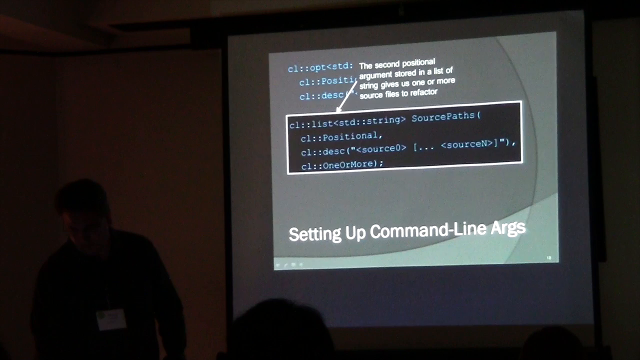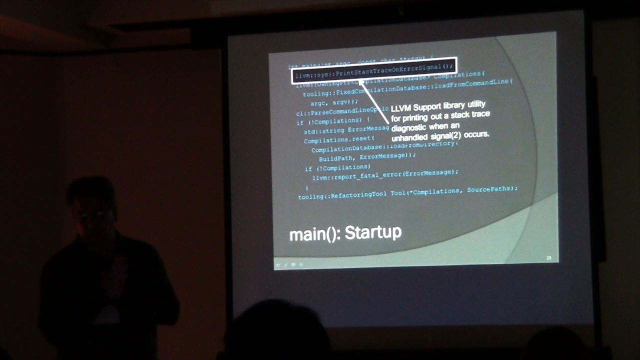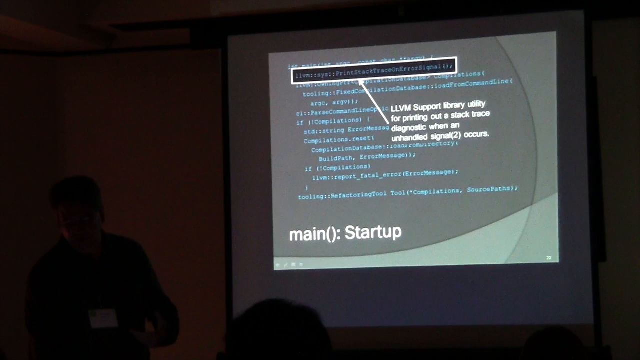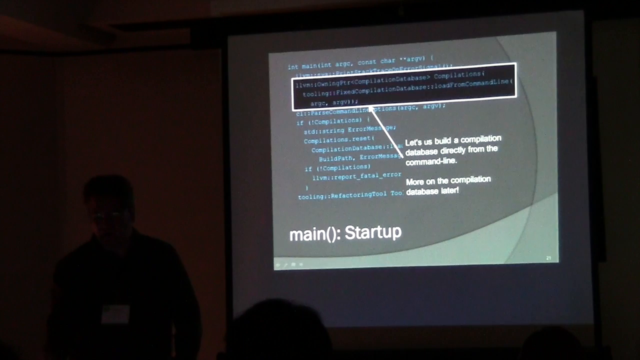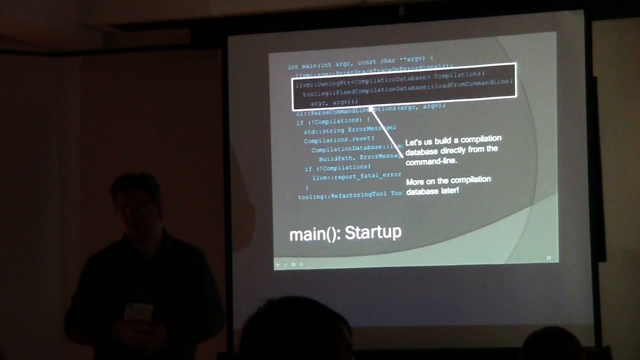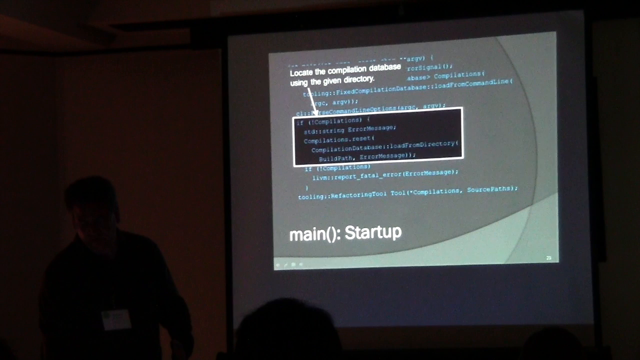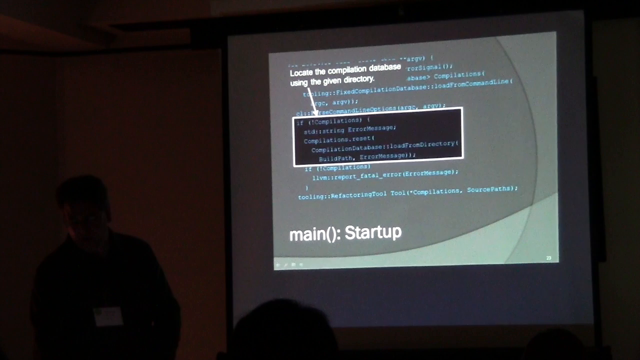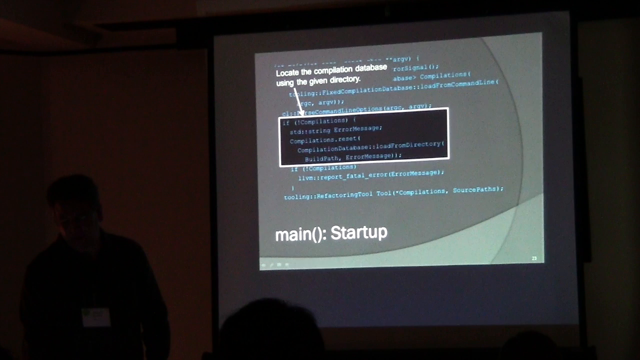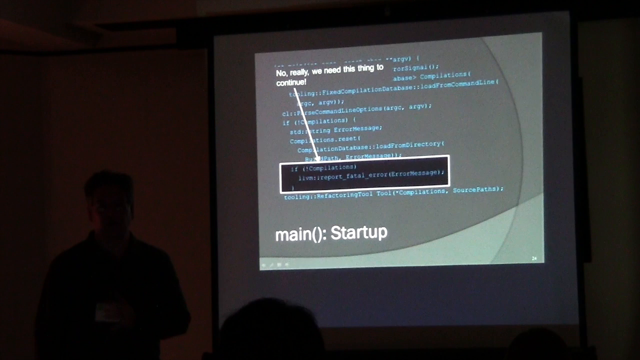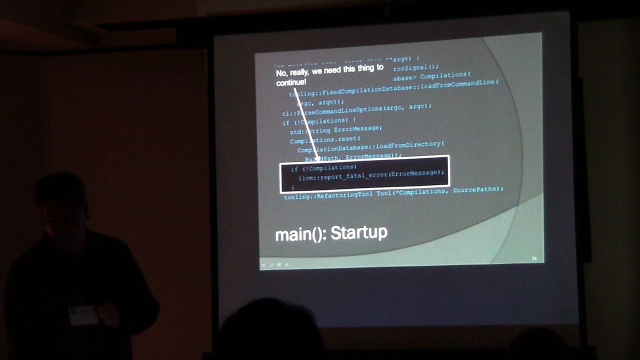In their implementation of main, there's some startup code where the first thing they do is call a function to print out a nice stack dump if they got an unhandled signal. They create a compilation database, and we'll see more about compilation databases. And parsing the command line options, if we didn't get a compilation database when we first tried to get one, we'll try to parse that out of the command line options again. We'll try to load a compile database from the build path that was specified. And if that didn't work, we're going to throw an error because you can't do anything useful with the refactoring libraries in Clang unless you can supply it a compilation database, and we'll see why in a bit.